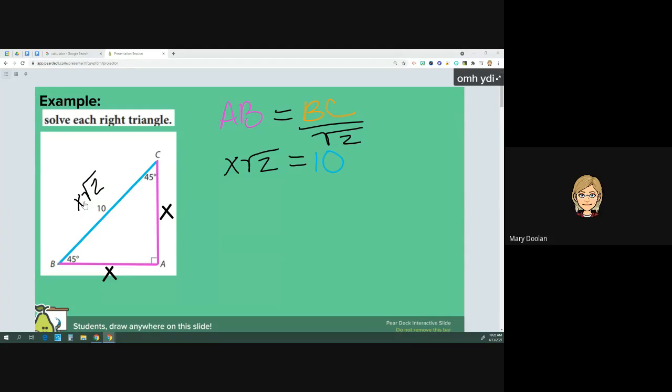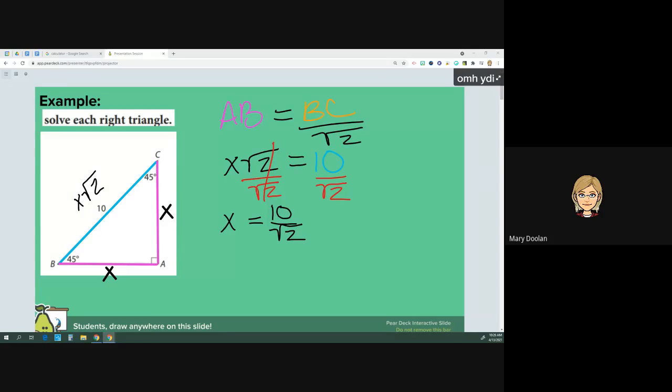And we are going to do that. And divide by the square root of 2 on both sides. Square root of 2 divided by the square root of 2 is something divided by itself, so that's always equal to just 1. And then what I'm left with is x is equal to 10 over the square root of 2. So I have isolated my variable. X is by itself.